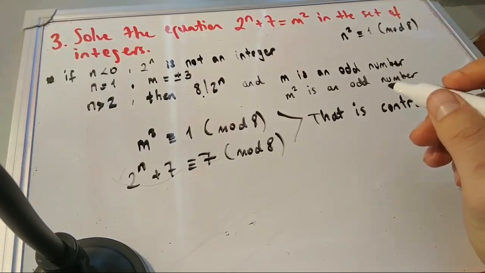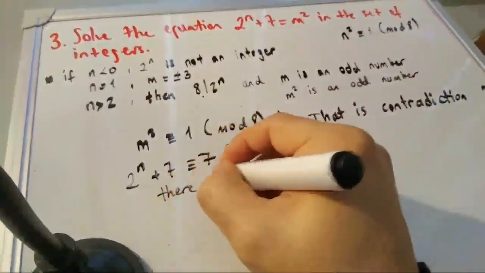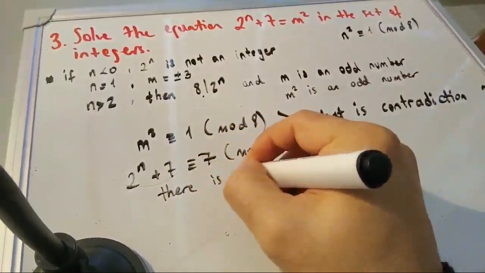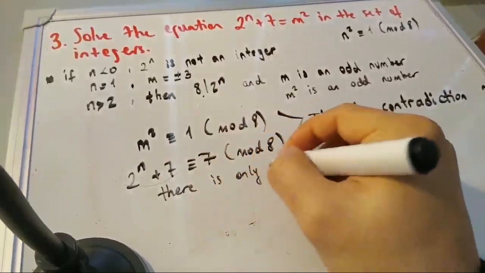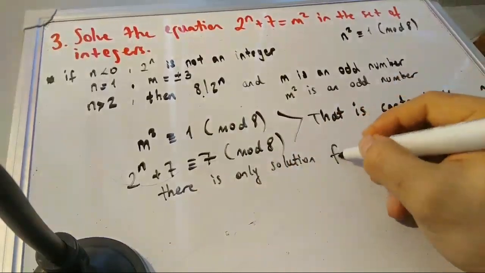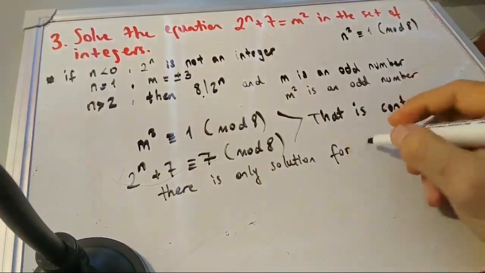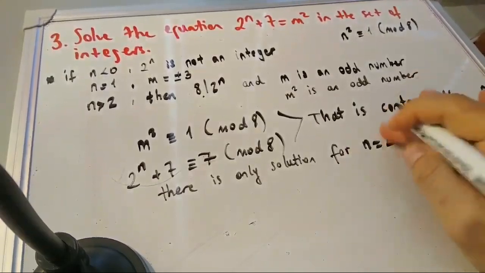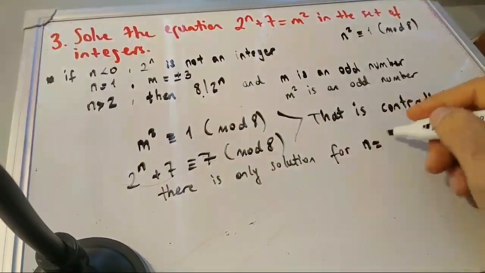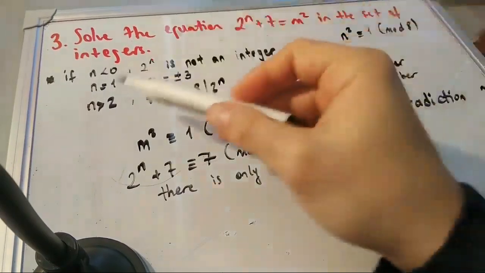So we have only one solution: for n is 1, for m is plus or minus 3, because if n is greater than 2, there's a contradiction.